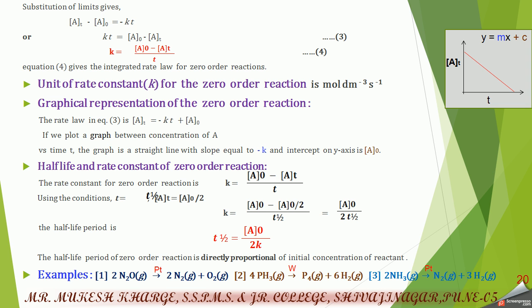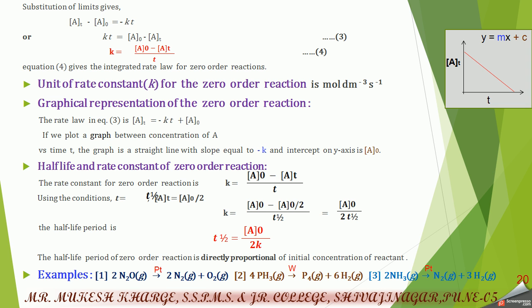And what do you say about the first order reaction? Write down in the comment box. Okay, we already discussed. Then examples: 2N2O gas gives 2N2 gas plus O2 gas in presence of platinum. So decomposition of nitrous oxide in presence of platinum. This is the first example.